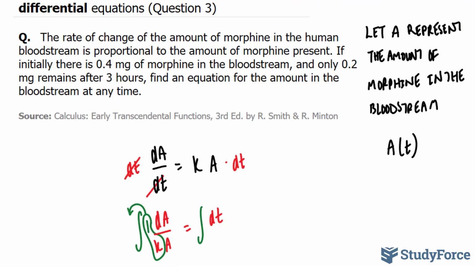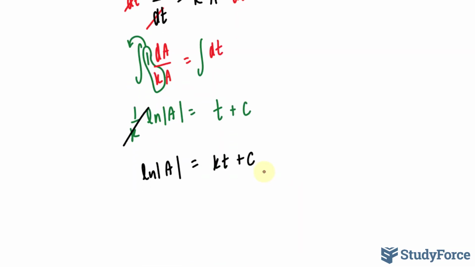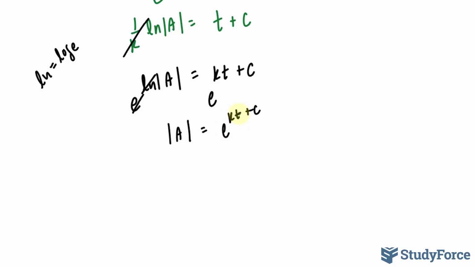Remember, I want my equation as A of t. So my next step is to get rid of this ln, and I can do that by raising both sides of this equation to the base e. Given that ln is equal to log base e, this goes away, leaving us with the absolute of A on the left side and e to the power of kt plus c on the other side. Instead of writing e to the power of kt plus c, I can write it as e to the power of kt times e to the power of c. I'm just using the laws of exponents here. Remember that if the bases are the same, you can add the exponents and you end up with the same thing.